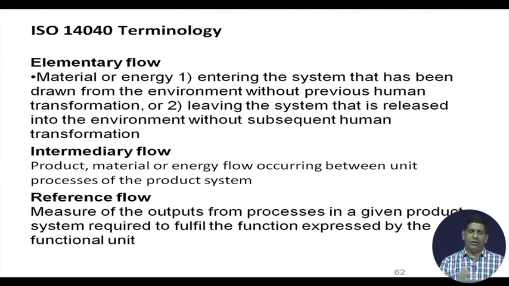So in terms of the elementary flow, we have the material or energy flow. So this is essentially the material coming in or the energy coming in. When I say material, we are talking about any material, including water. So water is there as well. For most industrial processes, we need lots of water. So it's the material or energy which is entering the system, which has been drawn from the environment.